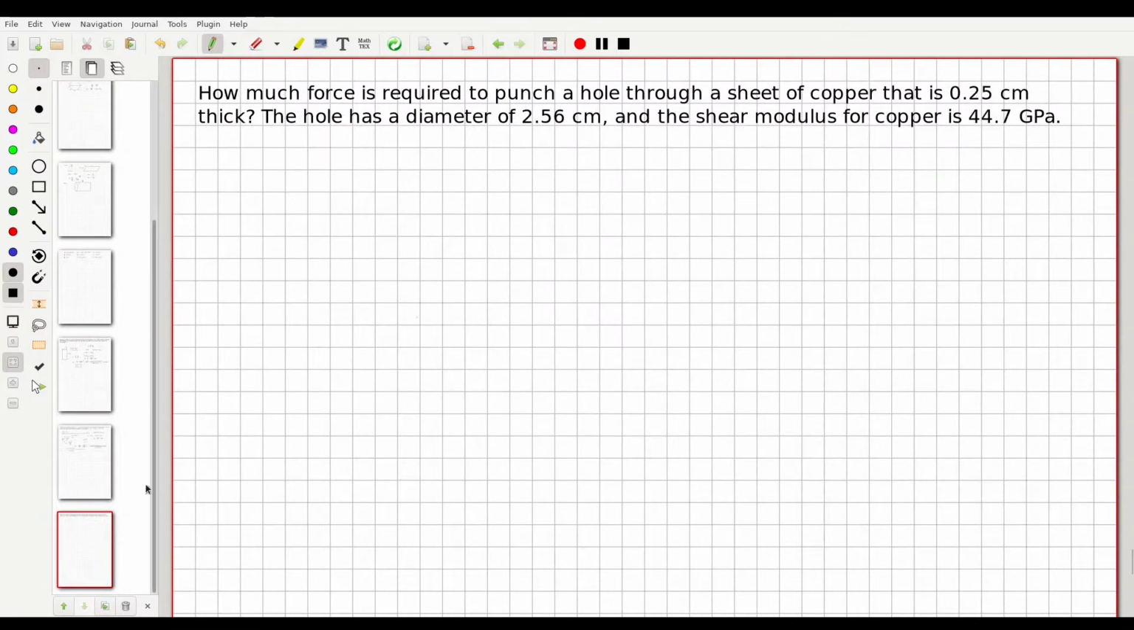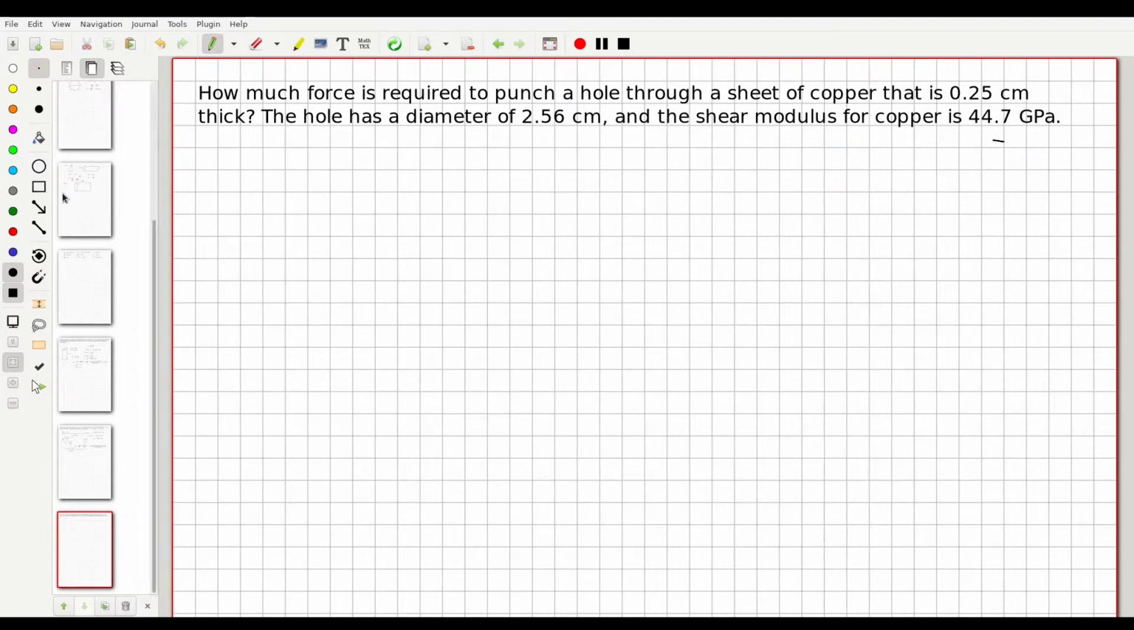Anyway, as a last example, I want to look at the effect of shear. How much force is required to punch a hole through a sheet of copper that's 1/4 of a centimeter thick? The hole has a diameter of 2.56 centimeters, and the shear modulus for copper is 44.7 gigapascals. Again, as you can see, this is huge.